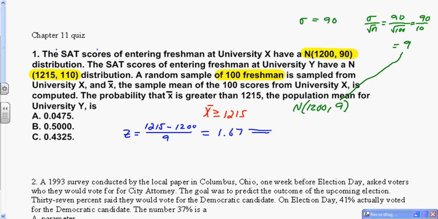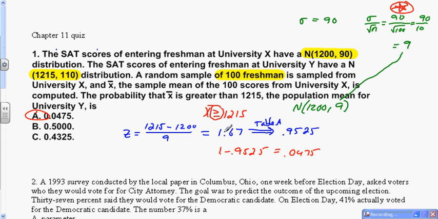We then go to table A, and that will give us 0.9525. Remembering, of course, that it is a greater than, we have to take 1 minus 0.9525, which will give us 0.0475. So a couple of key changes in this problem compared to previous ones in other chapters: changing the standard deviation based on sample size, and remembering that when it's greater than, we have to do 1 minus.